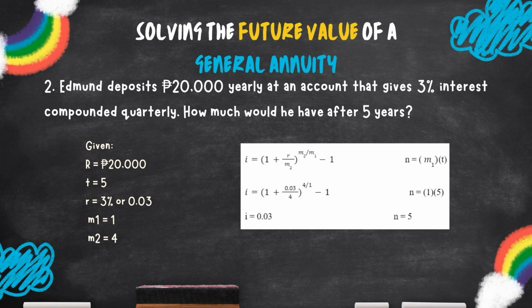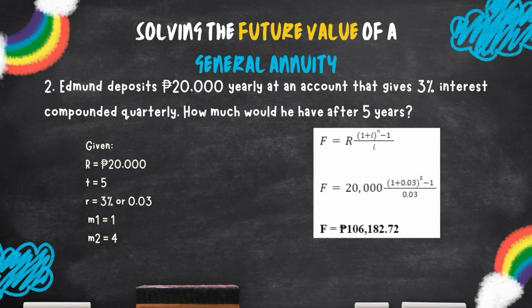So let's get the periodic rate and the number of conversion periods. So for the I, 1 plus 0.03 over 4 raised to the power of 4 over 1 minus 1. And that's going to give us an I of 0.03. While for the N, it's 1 times 5, and that's going to give us a result of 5.